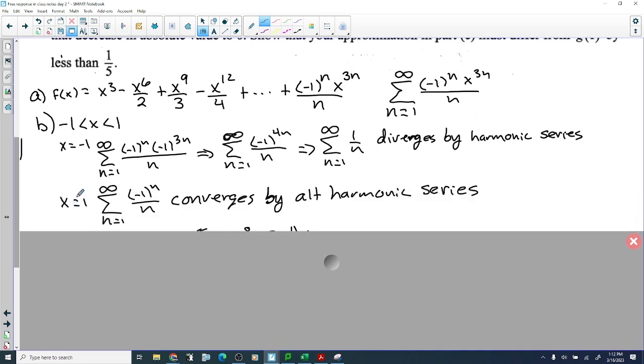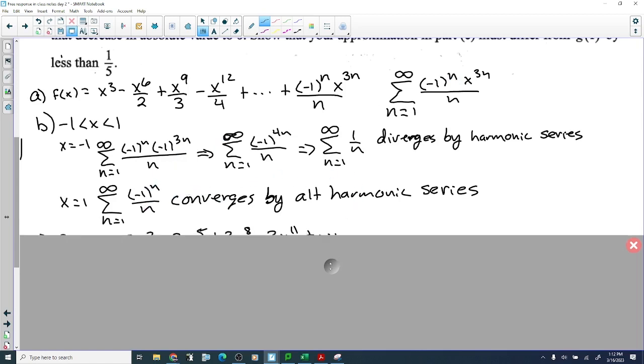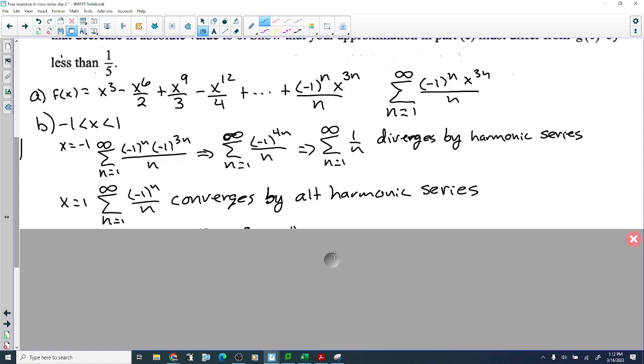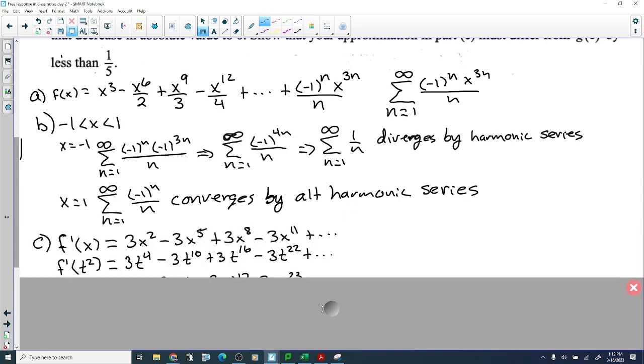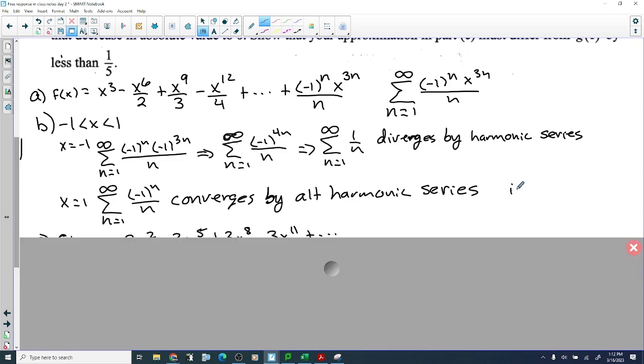When we test 1, we're going to plug 1 in for this x up here. And we get, well, that's just going to be 1. So we get negative 1 to the n over n. This converges by the alternating harmonic series. So did I ever write the actual interval of convergence? Looks like I didn't. Interval of convergence is equal to, let's see, it diverges at negative 1 and converges at 1.